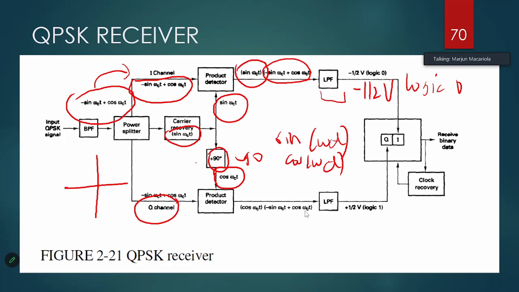Ay, hindi pa na-erase. Then, cosine omega CT multiplied by our input. So, that is negative sine omega CT plus cosine omega CT multiplied by cosine omega CT. Okay? So again, after passing the low pass filter, the output will be equal to positive 1/2 volt or logic 1.